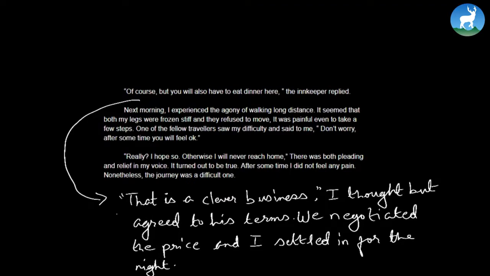One of the fellow travelers saw my difficulty and said to me, "Don't worry, after some time you'll feel okay." Really? I hope so. Otherwise, I'll never reach home. There was both pleading and relief in my voice. It turned out to be true. After some time, I did not feel any pain. Nonetheless, the journey was a difficult one.